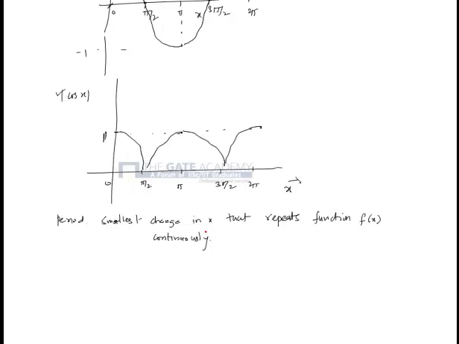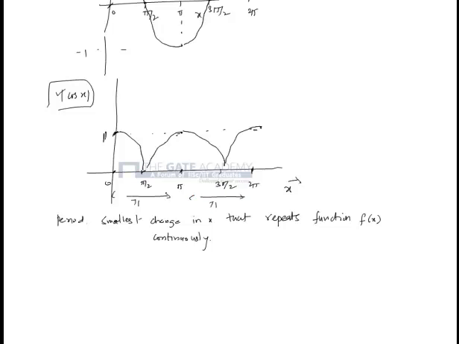Now let's start from x equal to 0. Cos x takes the value of 1. Mod cos x takes the value 1 again at pi, and after another pi it again takes the value 1. So mod cos x takes the same value after an interval of pi. This applies to any point.